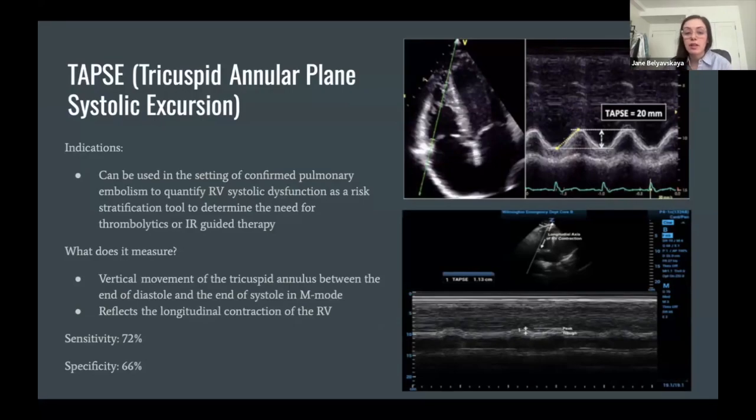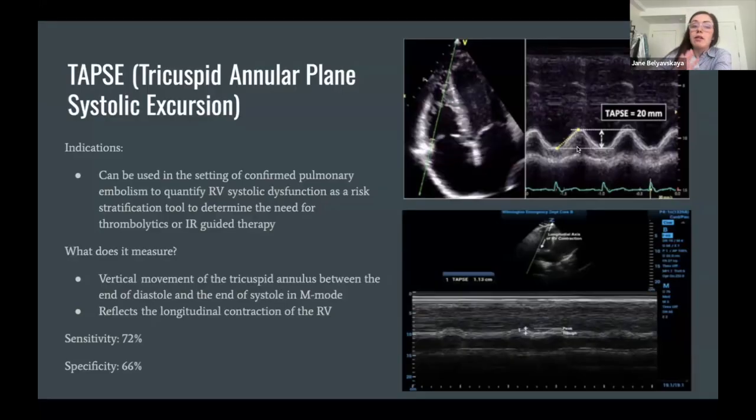The way you would get this measurement is by getting an apical 4 view with a good view of the RV free wall. And you put M mode over the tricuspid lateral annulus to look at the vertical movement of the tricuspid annulus between the end of diastole and the end of systole in M mode. So you're taking a dynamic process and making it static in M mode, and measuring the distance between the peak and the trough, which is your TAPSE.